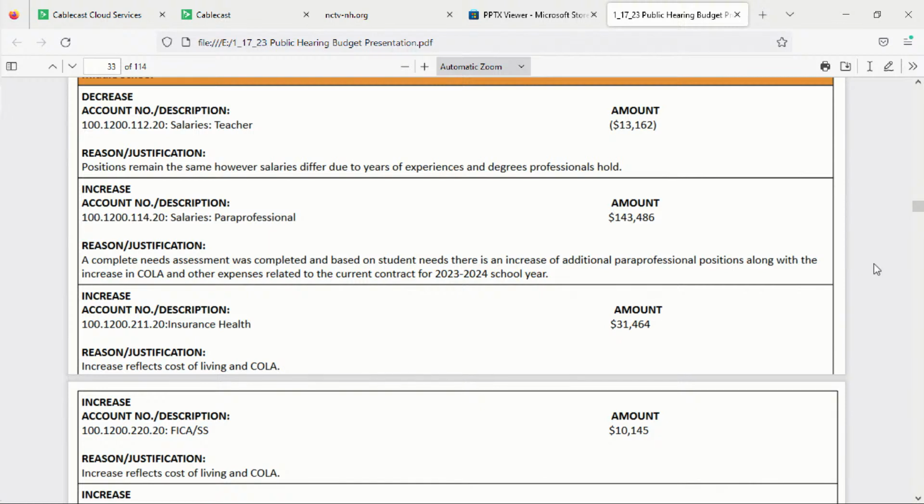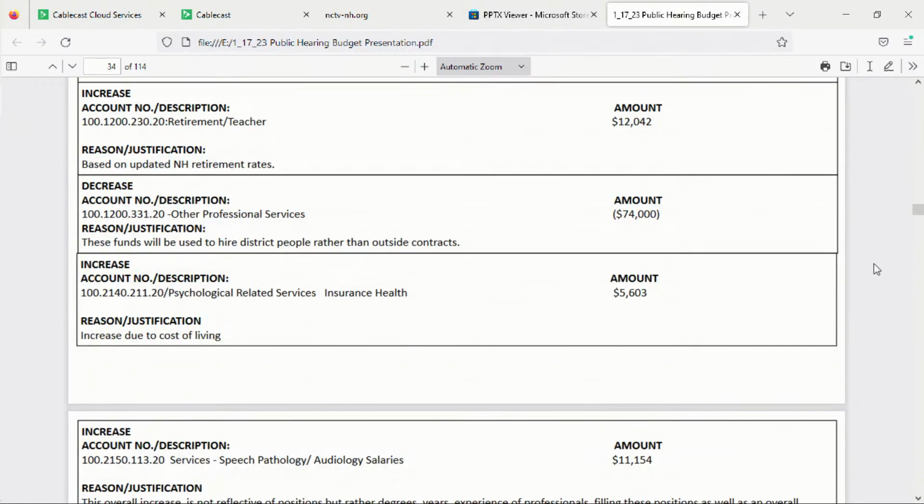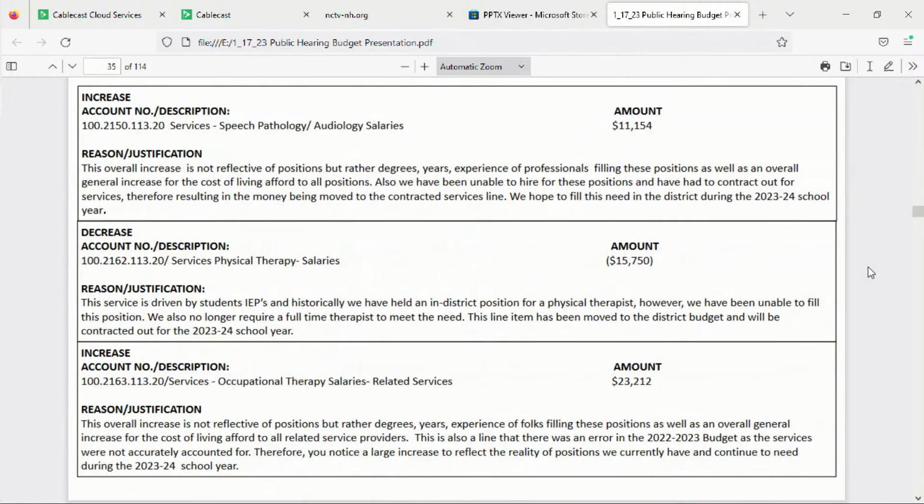There's a decrease in other professional services, and these funds will be used to hire district people rather than outside contracts. So again, those are people that we've contracted with historically that we're hoping to have positions filled. There's an increase due to cost of living for psychological related services and health insurance related to that. Speech pathology, again, there's an overall increase that is not reflective of the positions, but degrees and years of experience.